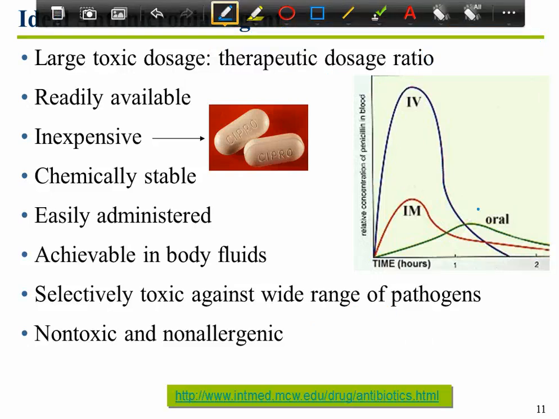Okay, other things you have to think about. Readily available, inexpensive, chemically stable, easily administered. You've got to be able to get it where you need to get it in various parts of the body. You'd like it to be selectively toxic. You don't want your drug to kill off all the bacteria in the person's body, because most of the bacteria in your body are good. They're making proteins for you.